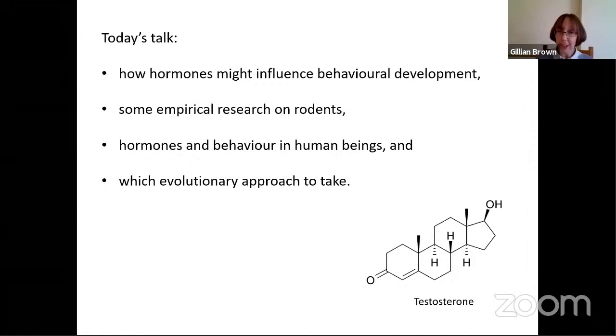In the bottom corner here, I've got a molecular structure of testosterone. It's a steroid hormone. Its structure is very closely related to other steroid hormones, such as progesterone and estrogens. And it's these hormones, sometimes known as sex hormones or reproductive hormones, that are particularly going to be the focus for us.